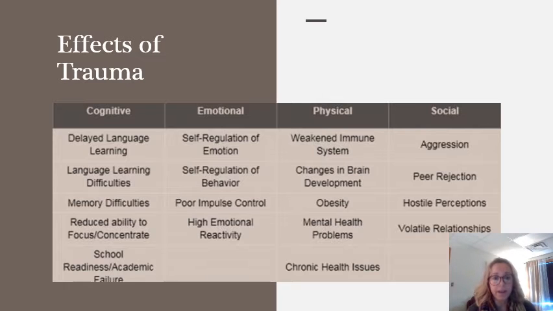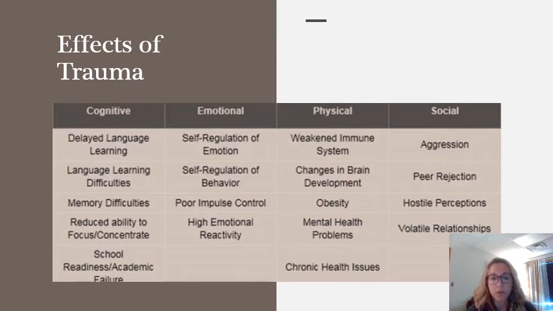And so on here, I think it's important to point out these 4 different areas in which trauma can affect a person, and particularly children. So you have cognitive, emotional, physical, and social. And as you can see underneath, it gives a list of all of the different areas in which they can be affected. For cognitive, a child who may experience trauma may have delayed language learning, difficulties with memory, reduced ability to focus and concentrate, and then school readiness issues and academic failure.